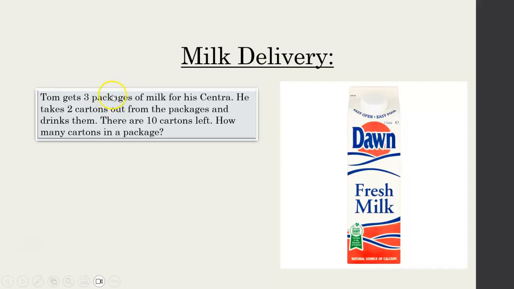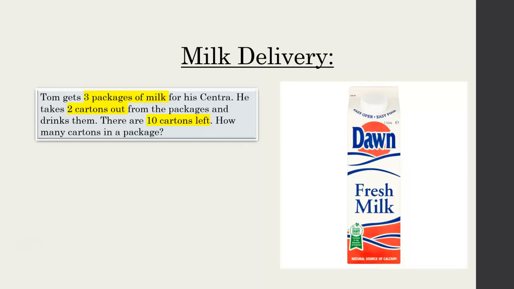So, Tom gets 3 packages of milk, and then he takes 2 cartons out from the packages. So, there's 3 packages, he opens up one of them and he takes 2 of them out. There are 10 cartons left now. How many cartons in a package? So, question is, how is algebra going to help me? Well, think about it. I have 3 packages and I'm trying to figure out how many cartons are in a package. So algebra, remember, is the thing we're trying to find.